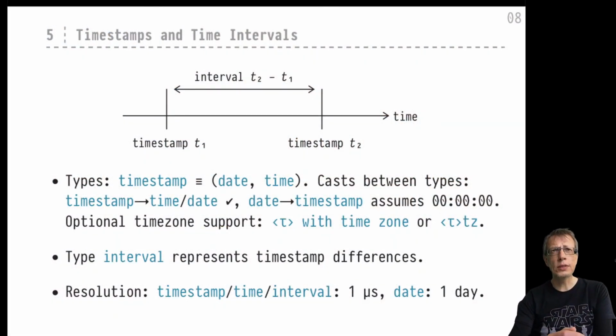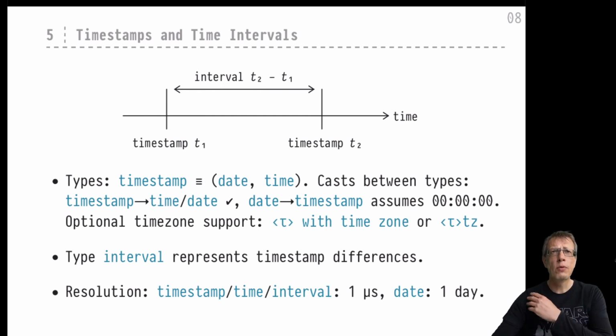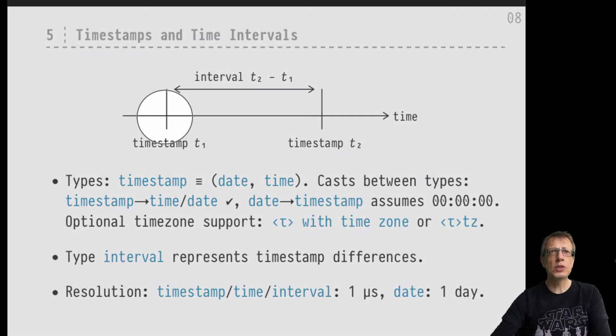All right, so let's see how timestamp, time, and interval support is coming along in PostgreSQL. Okay, so when we are talking about time, this is really what we mean. So there is a continuous flow of time here, and at a particular point, we can carve out a timestamp T1 or a timestamp T2.